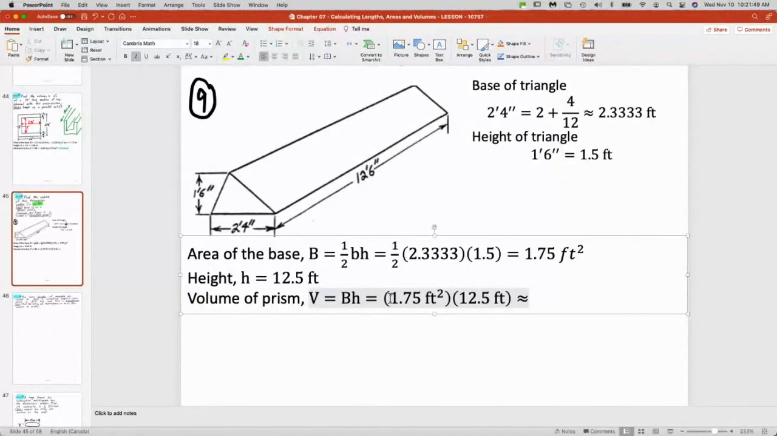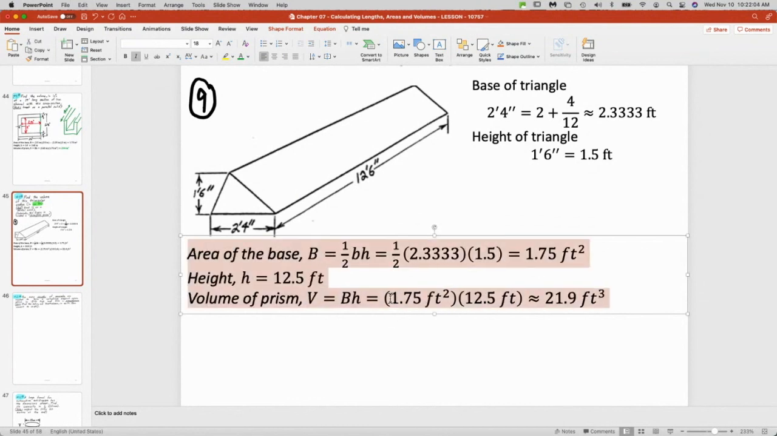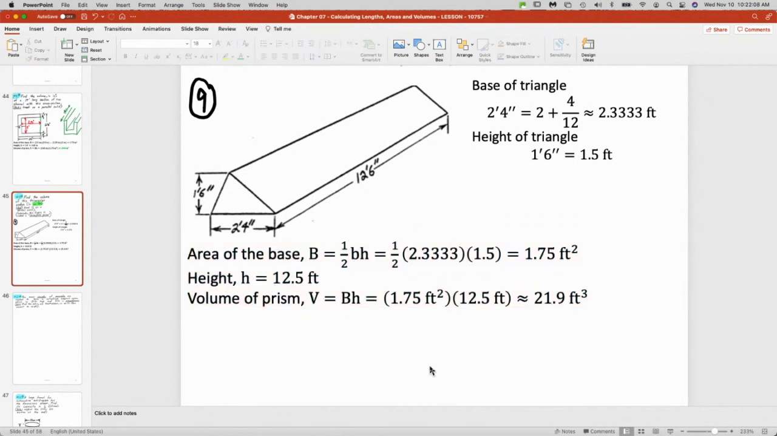I got 21. Can someone confirm 21 something? I'm trying to do it in my head. 21.8, 21.9. Anybody else get that? The answer key says 21.8. Looks like it's closer to 21.9. Thank you, Nicholas. So anyway, there's another one.